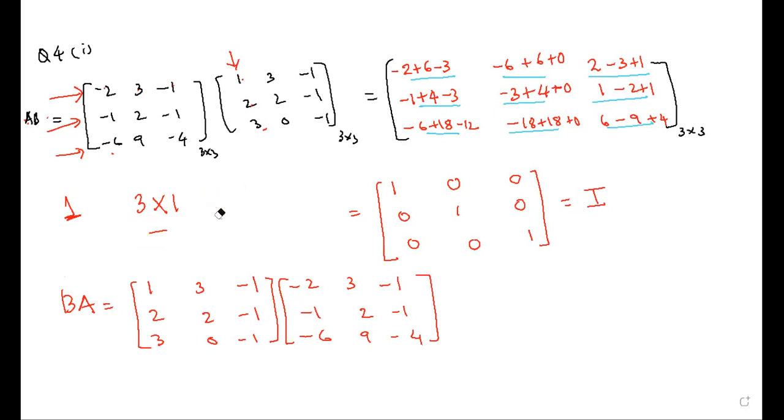Clear? It has the property of the unit, which is 1 in the number system. So it has that property. That is why we call it an identity matrix or unit matrix.